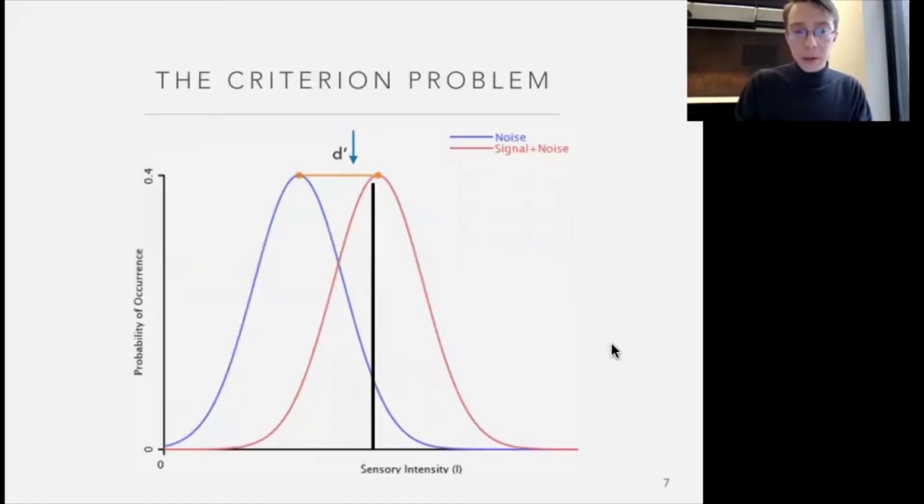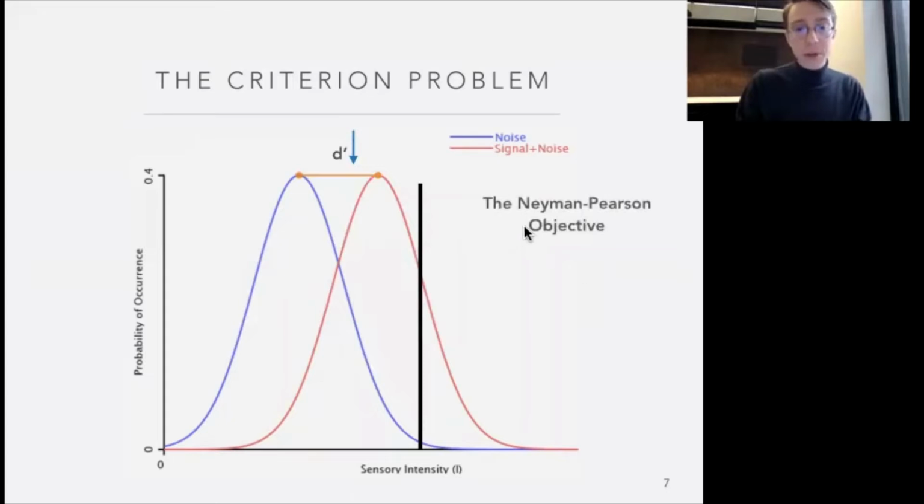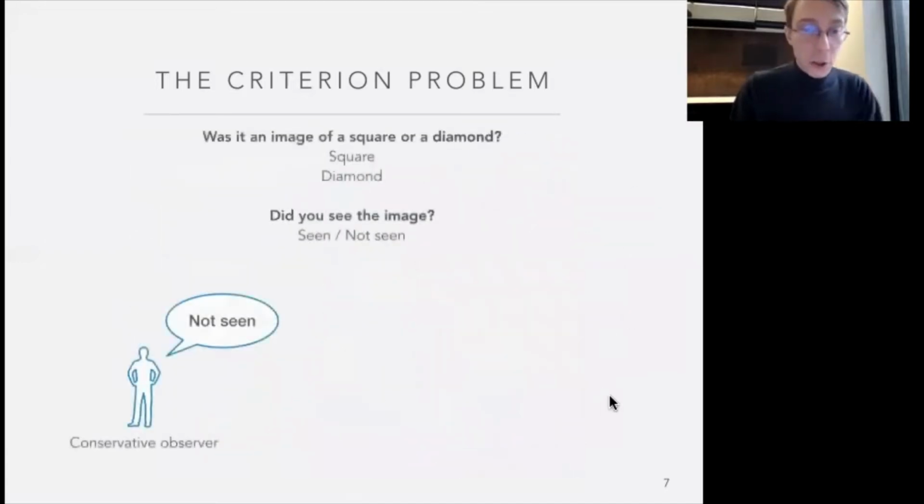That's a big problem in consciousness science, because in order to make the stimuli unconscious, what do we do? Well, we make people bad at the task, basically. For example, we mask the stimulus with a visual mask, and so people will not be as good at identifying the stimulus. And when we do that, we also make people more conservative because of the Neyman-Pearson objective. So now let's come back to this simple example.